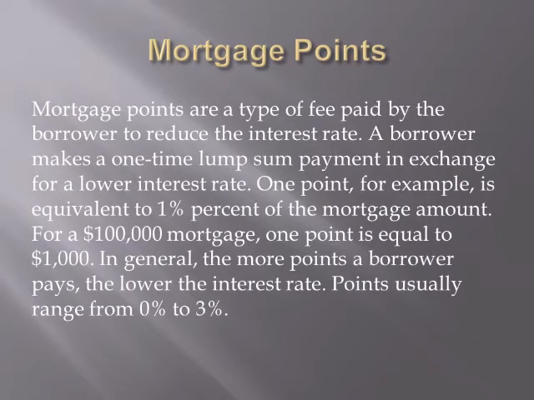Mortgage points. Mortgage points are a type of fee paid by the borrower to reduce the interest rate. A borrower makes a one-time lump sum payment in exchange for a lower interest rate. 1 point, for example, is equivalent to 1% of the mortgage amount. For a $100,000 mortgage, 1 point is equal to $1,000. In general, the more points a borrower pays, the lower the interest rate. Points usually range from 0% to 3%.